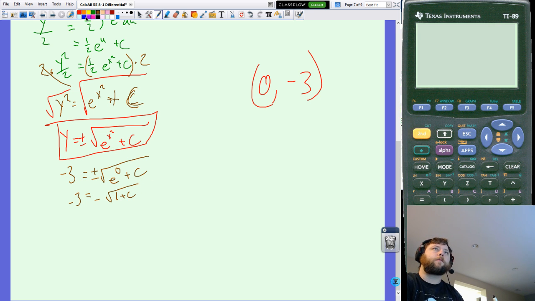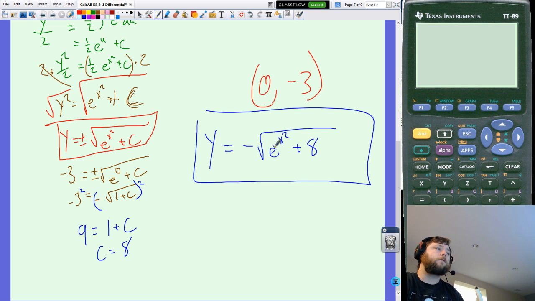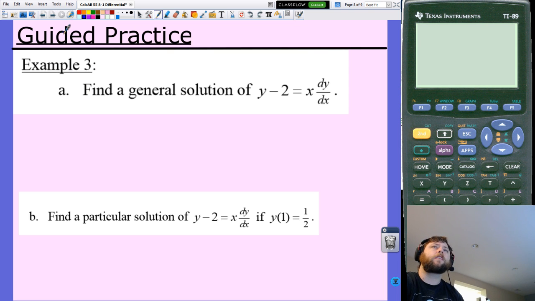What I'm going to do is square both sides. So you square the whole thing, it becomes 9 equals 1 plus c. You might be able to eyeball this anyway. So c equals 8. So my actual answer is y equals negative square root of e to the x squared plus 8. Yeah, that was kind of a lot of work. They're not always like this. We'll do more in class. That's the idea.